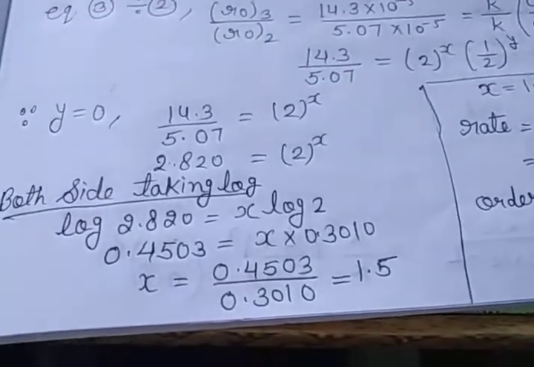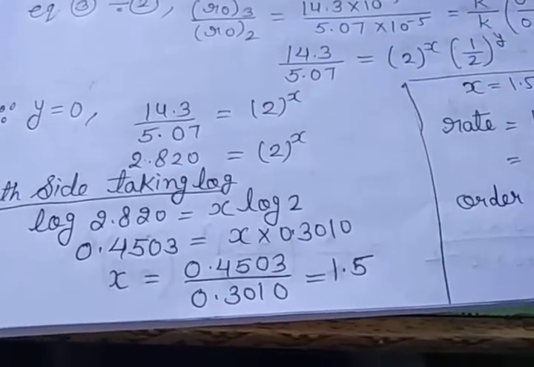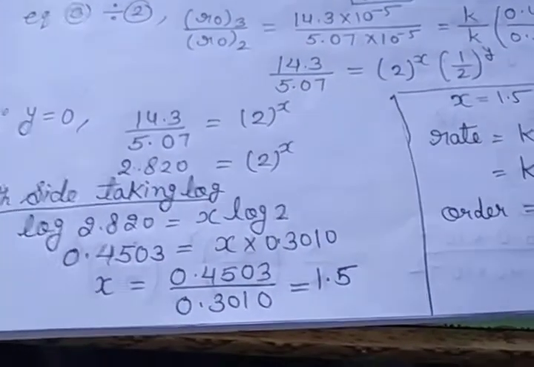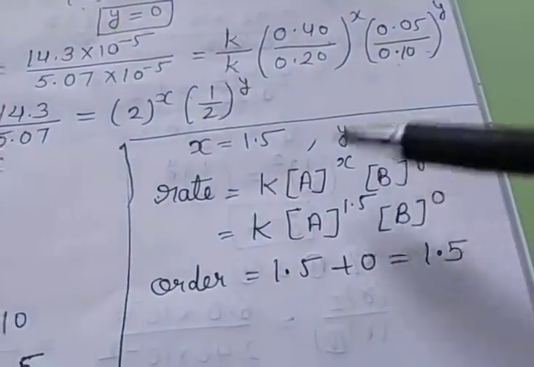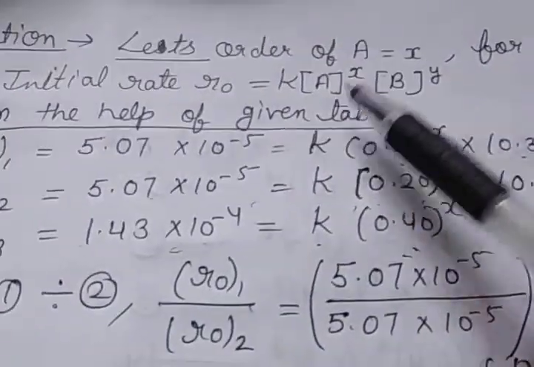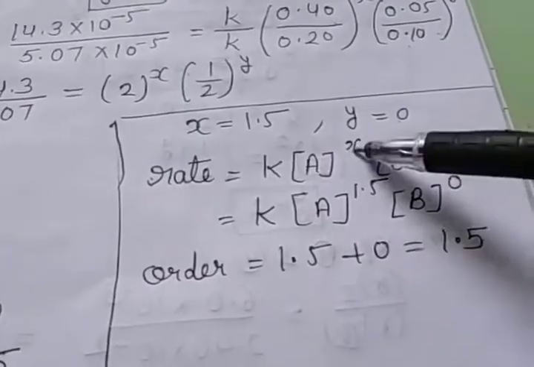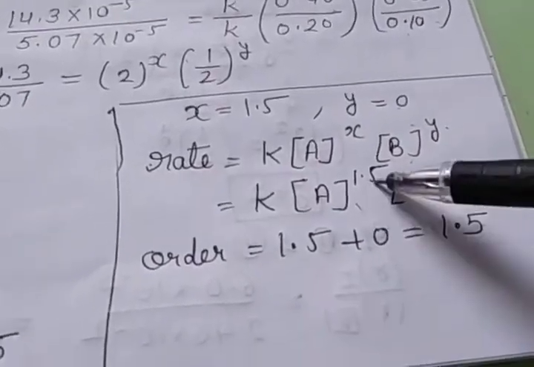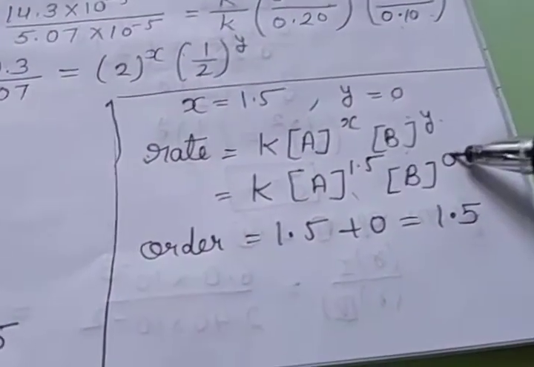If any question is given with logs, I will give the values. Then the x value comes 1.5 and the y value comes 0. Both values are put in the rate of the reaction: rate is equal to k[A]^x[B]^y. So the x power is 1.5 and the y value is 0.